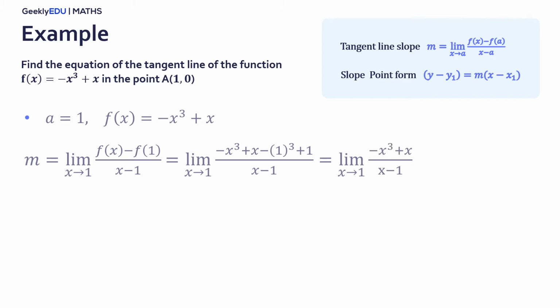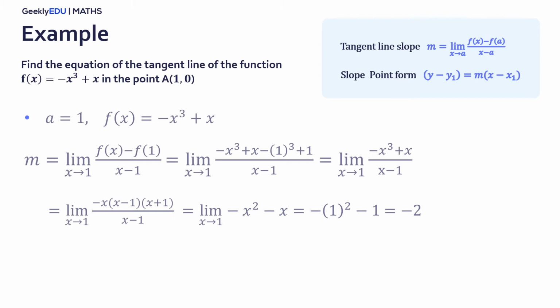and then simplify the terms, and finally factorize the expression in the numerator to cancel x minus 1 with the denominator. Then we evaluate the limit, and we obtain that the slope m is equal to minus 2. Now, by using the point-slope form, we substitute the values of the point A and the slope to obtain the tangent line y equal to minus 2x plus 2.